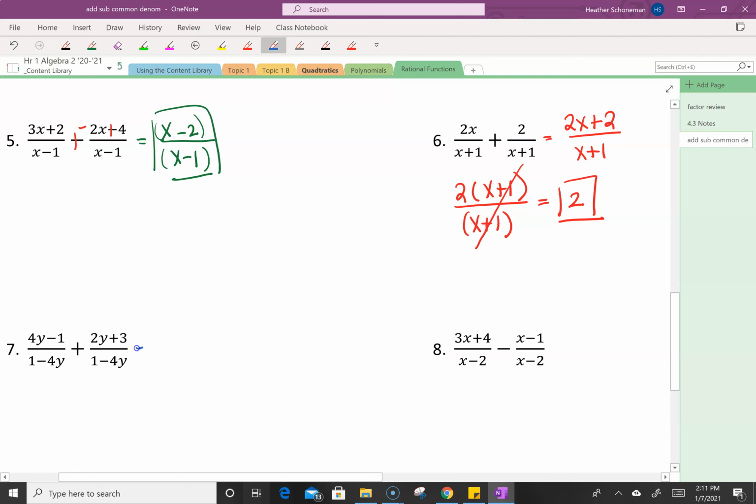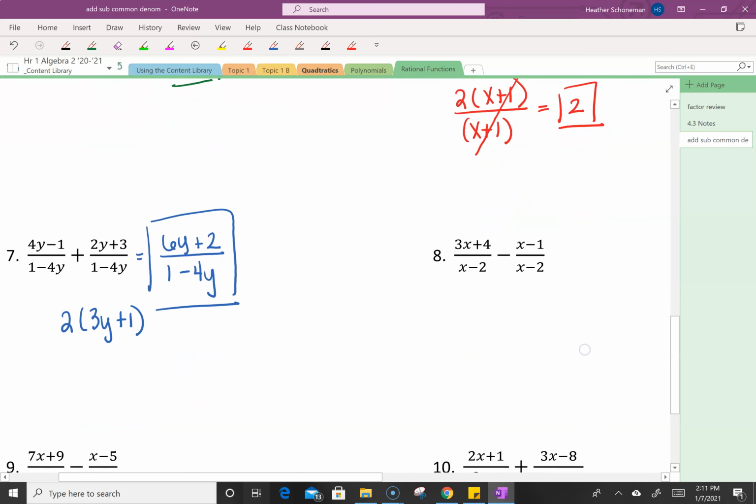Okay, let's look at number 7. The denominator is the same, so it's 1 minus 4y. On the top, we combine like terms. 4y and 2y is 6y, and negative 1 and 3 is 2. Now, the top does factor. I can take out a 2, and I'm going to get 3y plus 1. But if I do that, that's not going to factor with or simplify with what's in the bottom, so this is our final answer.